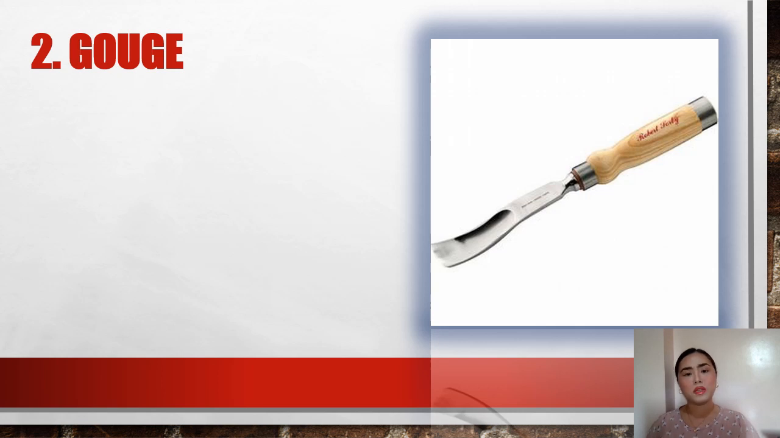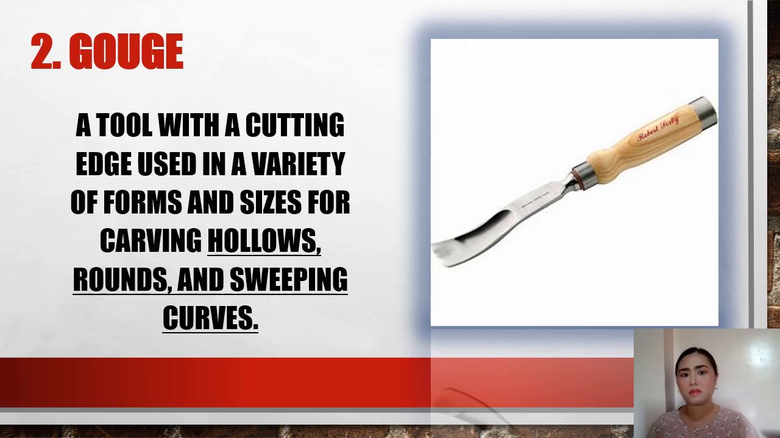The second tool is the gouge. Gouge is a tool with a cutting edge used in a variety of forms and sizes for carving hollows, rounds, and sweeping curves. Now, if you look at the picture on the right side, you would notice that your gouge has a curved edge because its purpose is to create hollows, rounds, and sweeping curves in your sculpture.